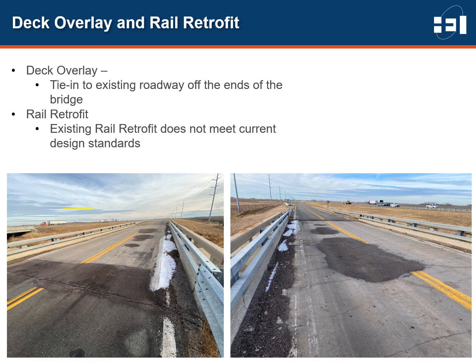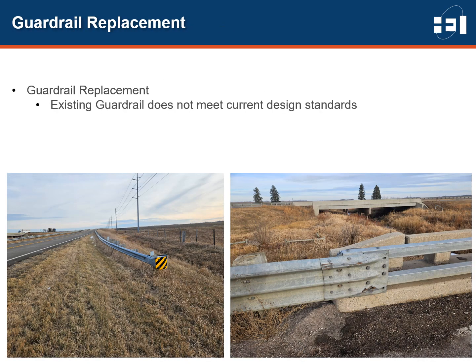Additionally, the existing rail retrofit does not meet current design standards. Because of this, the existing rail retrofit will be removed and a new rail retrofit will be installed to increase the safety of the bridge. The existing guardrail off the ends of the bridge does not meet current design standards and exhibits several areas of damage. The guardrail will be replaced to meet current design standards and improve the safety of the structure. The existing guardrail will be salvaged and reused as possible.